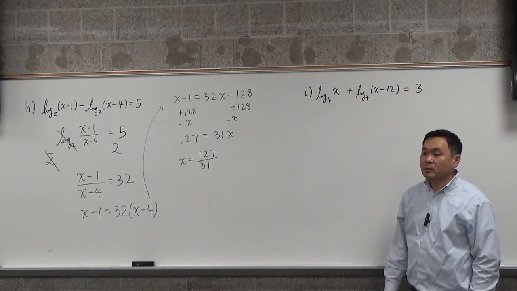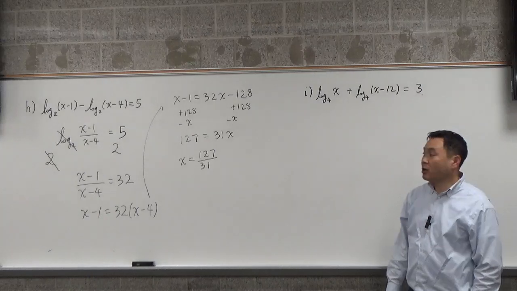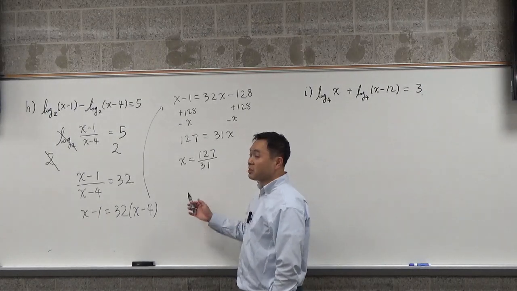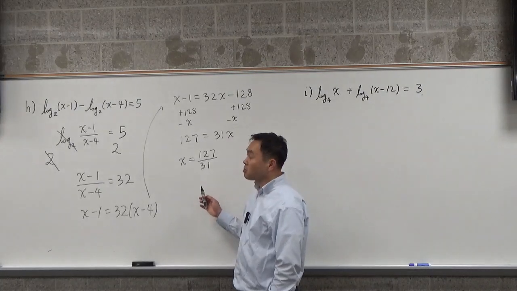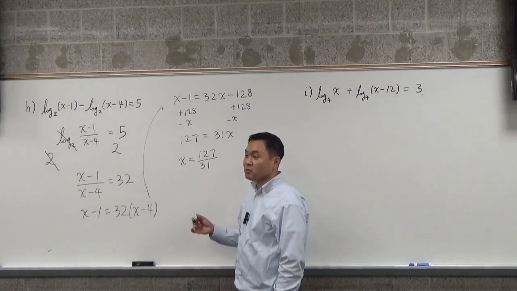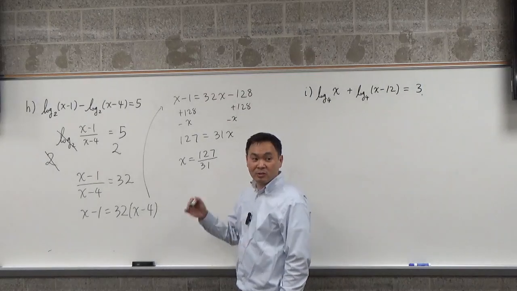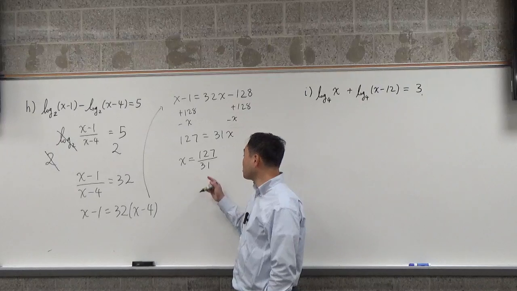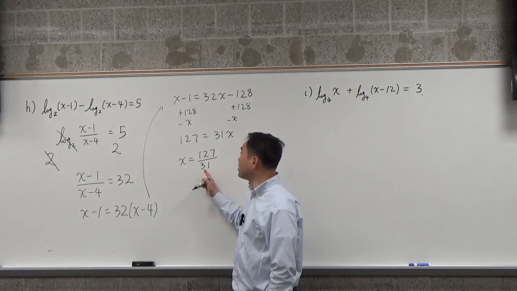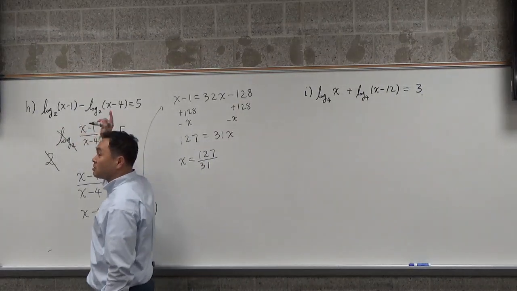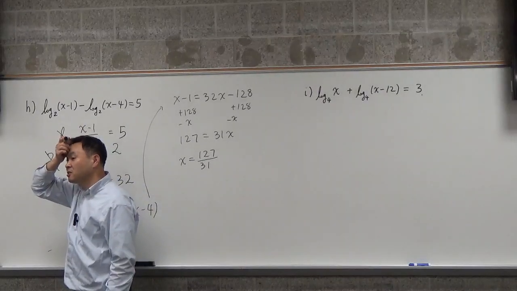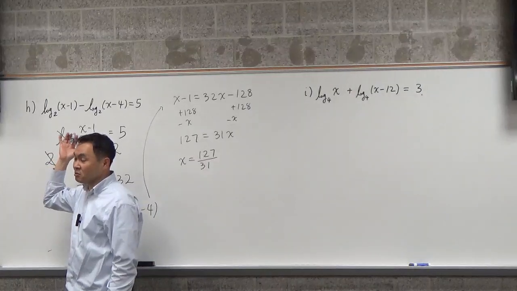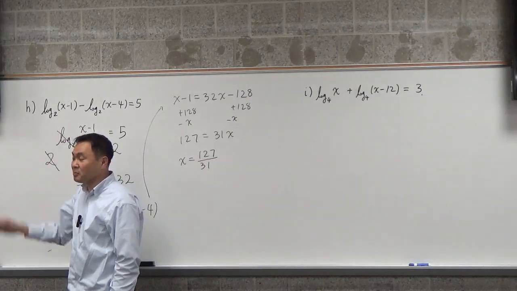Okay. Another thing that you have to look out for is sometimes your solution might cause a domain error in the logs. See, logs cannot have 0 or negative inside them. The domain of the log is only positive numbers. So if it happens that when you plug this into any one of these and it causes a domain error, then this will be an illegal solution. So in that case, this question wouldn't have any solution at all.